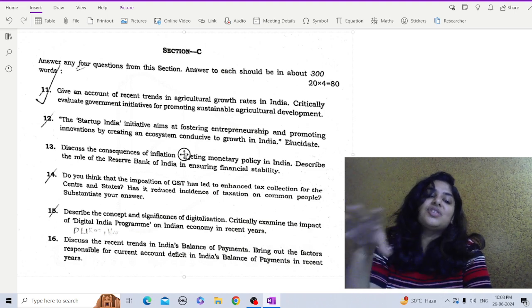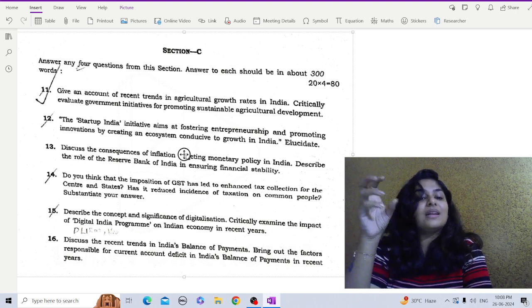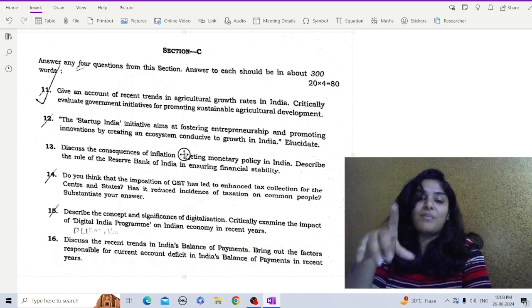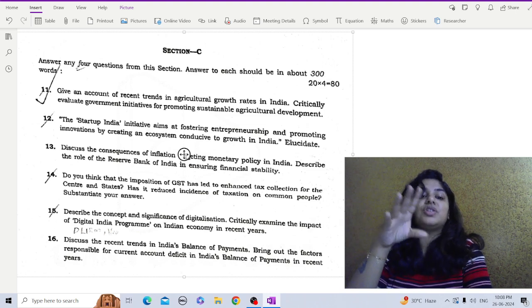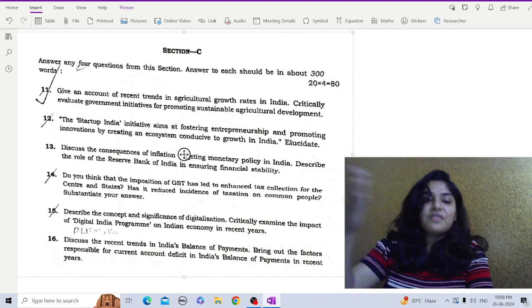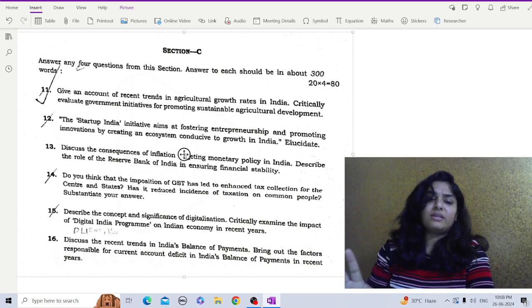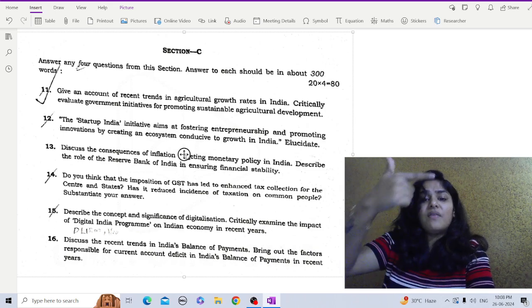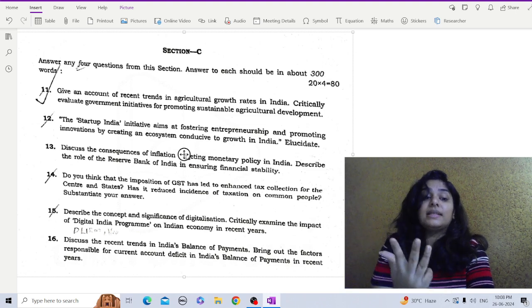So digitalization refers to the transformation of analog information into digital formats that can be processed, stored and transmitted using digital technology. This shift has profound implications on various sectors including what? Economic, governance, education, healthcare and more.